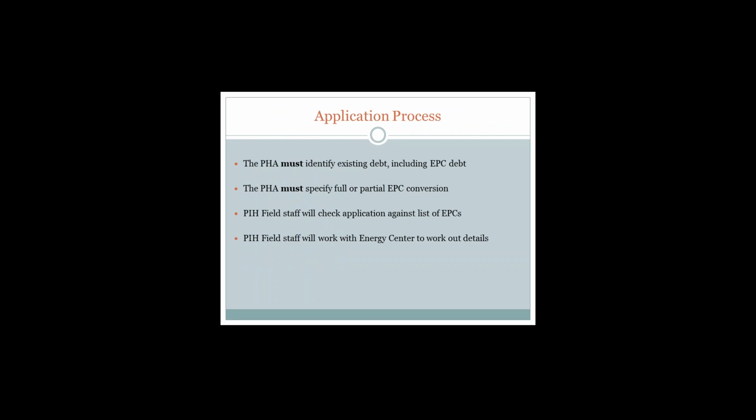Okay, so when you apply to RAD and you have an existing EPC, you do have to identify that existing EPC debt as well as any other debt you have. You need to let your transaction manager know whether you're going to be doing a full or partial conversion of your EPC project, and then the field office staff are going to verify the information you're providing against the records that we have about your EPC project. And the Energy Center, which is our office that does EPC reviews, is going to do a little bit of a new review of your EPC to figure out how much debt is left versus how much savings are expected to accrue in the remaining time frame of that EPC, how the money is going to work out, and make sure that you're not going to be left in a position where you're defaulting on anything.